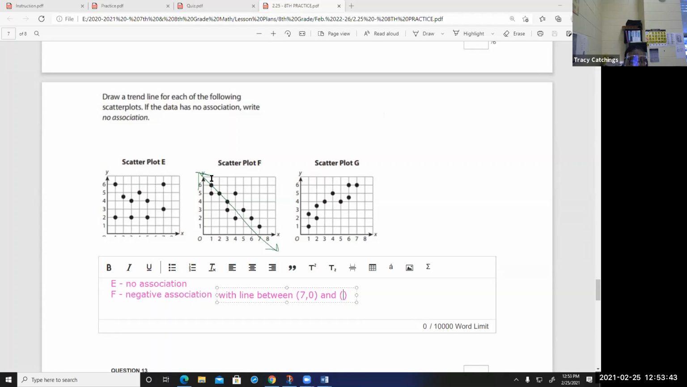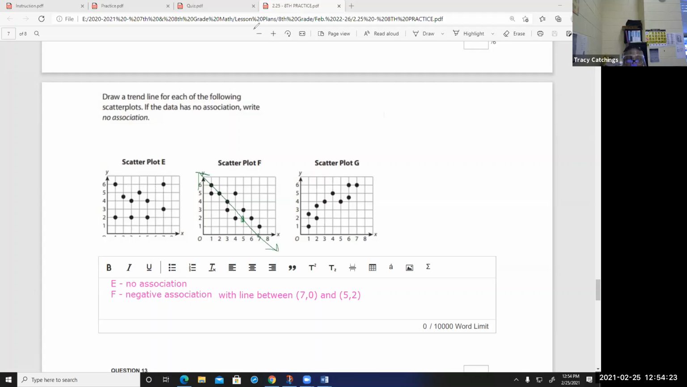Y'all see these 3 points? Somebody give us a coordinate of one of them 3. Okay, so if I start at 5, I'm gonna say 5 and 2. Right there, so yeah, we can use them too.